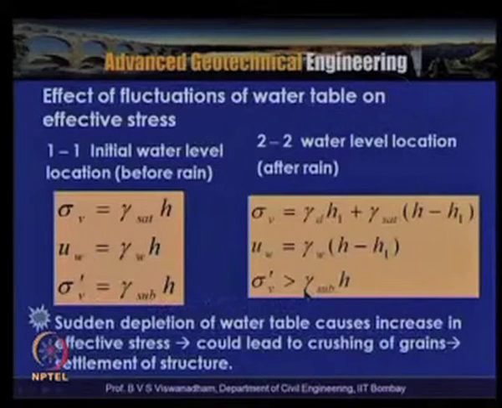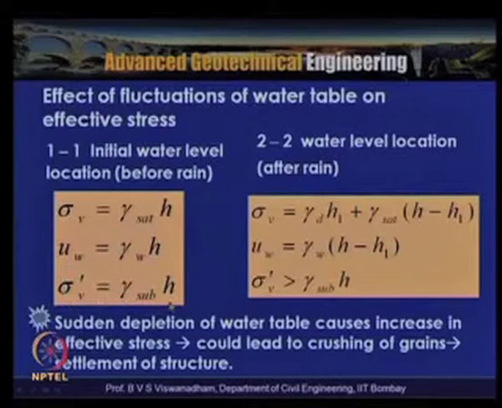Case 1 is again the initial water level before rain. As we have done, sigma V dash is equal to gamma dash H, or gamma sub H. In case 2, the water level after depletion, sigma V is equal to gamma d into H1 plus gamma sat into H minus H1. With that, u w is equal to gamma w into H minus H1, and sigma V dash is now more than gamma dash H. So depletion of water table causes an increase in the effective stress. Any lowering of the water level within the soil causes an increase in the effective stress.